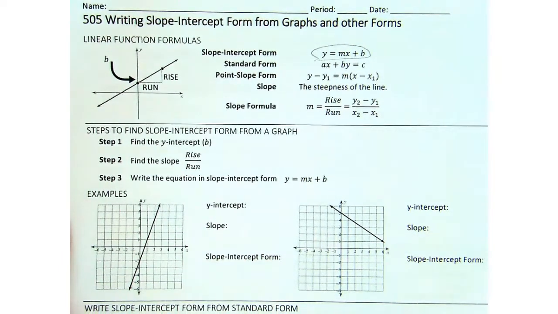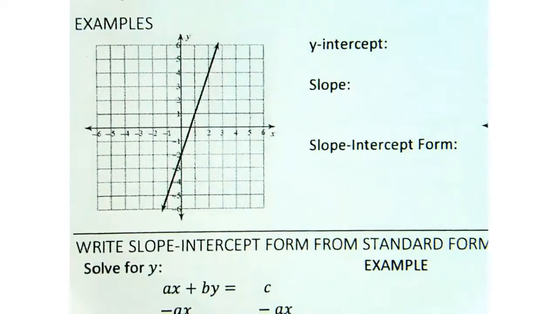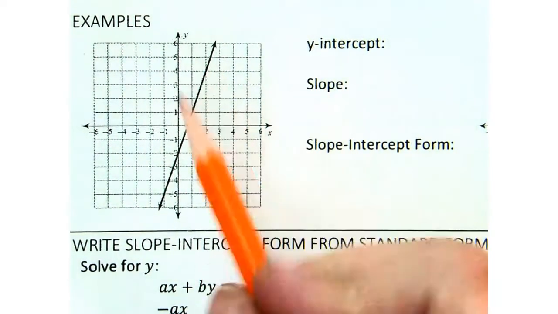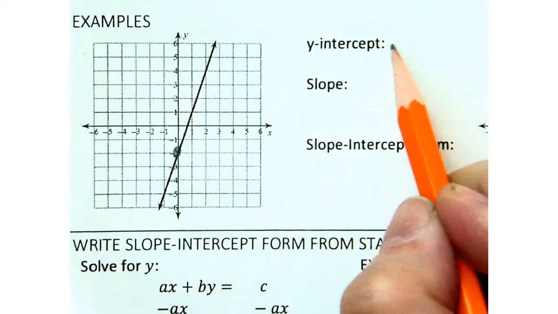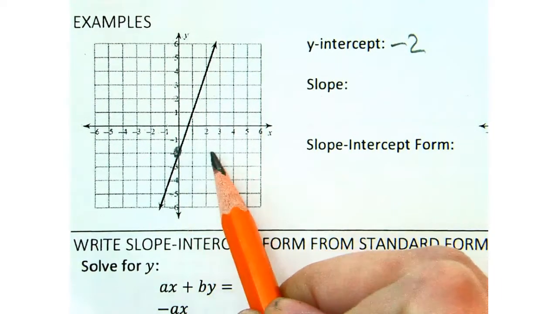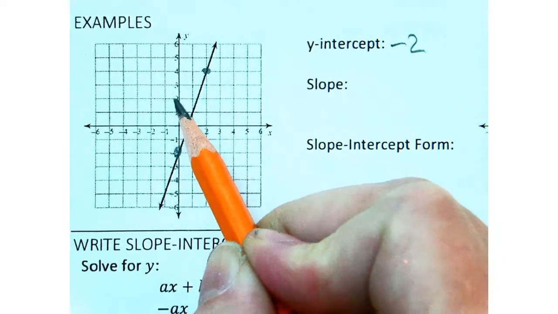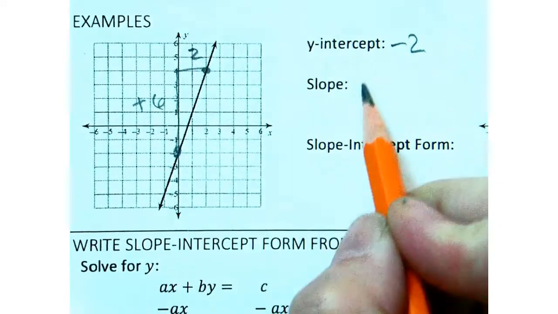Let's begin by finding the slope-intercept form from a graph. To do this, we start by finding the y-intercept. In this case, the y-intercept is -2. Then we find the slope. In this case, the slope is positive. We are going up 6 and to the right 2.